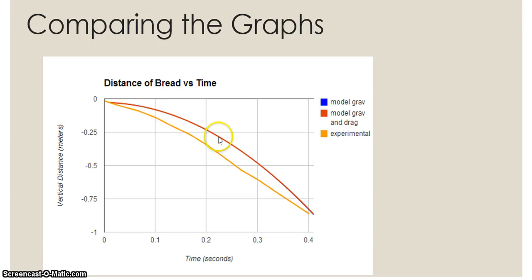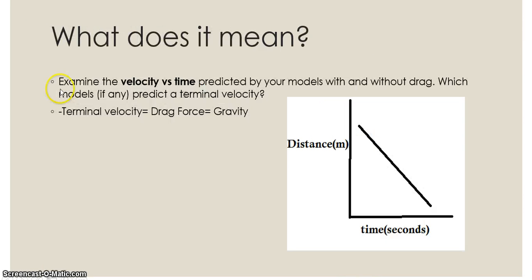So in conclusion, with more distance covered, the graphs would be separate, with the model using gravity falling more distance. This is because it wouldn't have the impact of drag force. So in this what does it mean question, we have to say if any model predicts terminal velocity. Terminal velocity is where drag force equals gravity. Basically, there is zero acceleration.